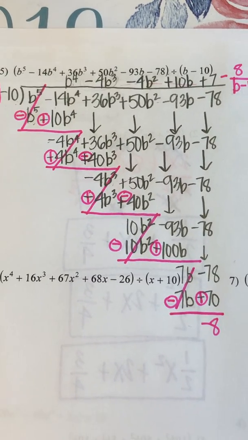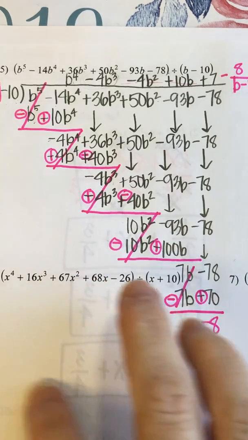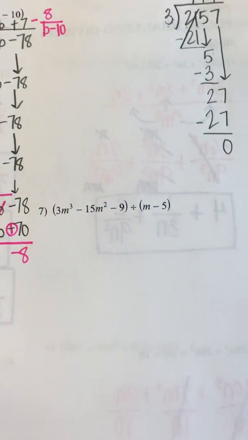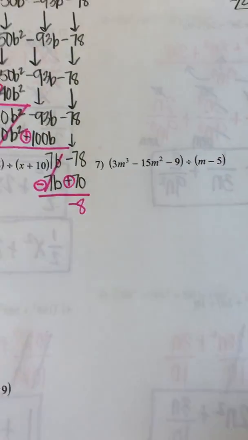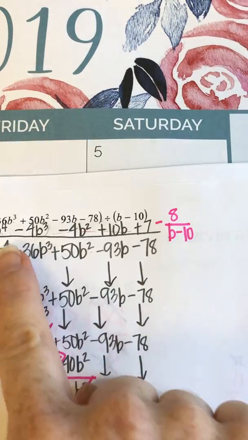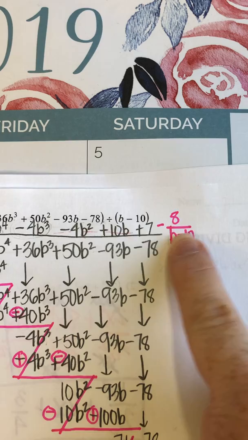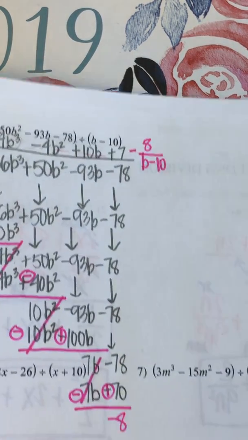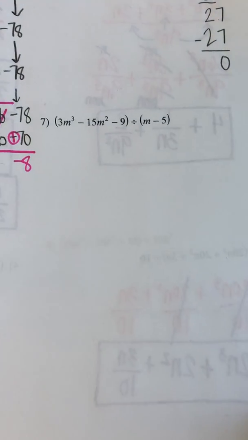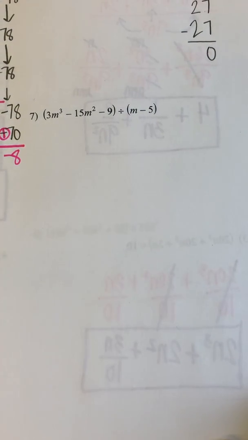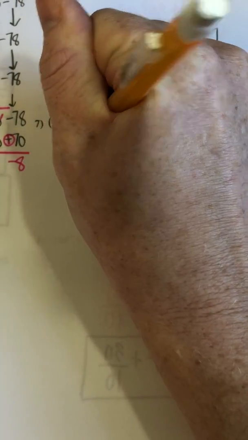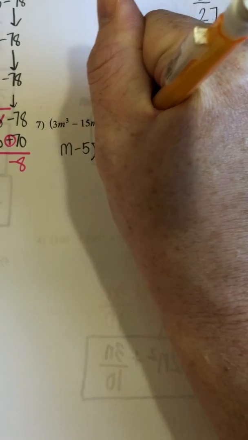So, let's skip over number 6, since I kind of bled into some of its space. Let's skip to number 7, please. That was the answer. This whole thing right here with the remainder stuff, that's my answer. That's my quotient. Okay? Here for number 7. All right, my divisor is m minus 5.